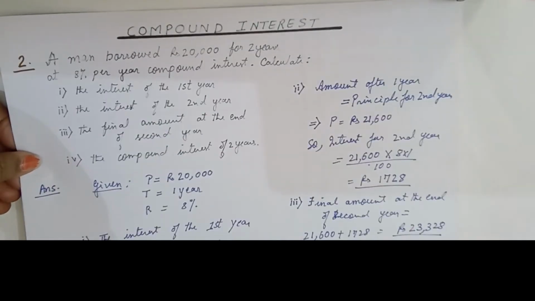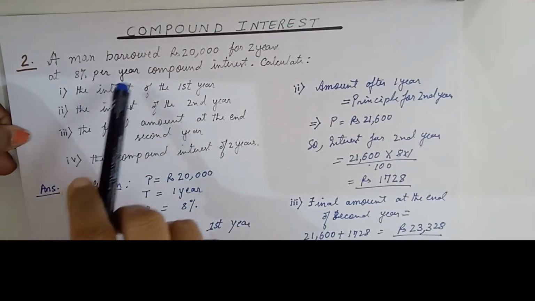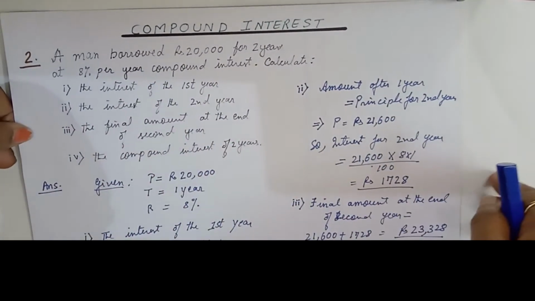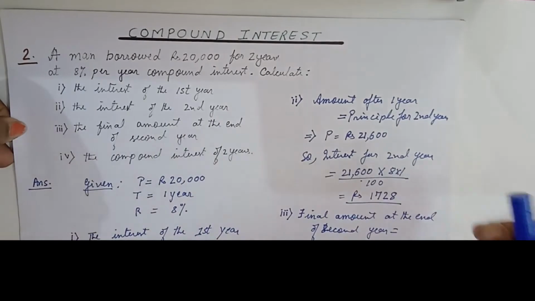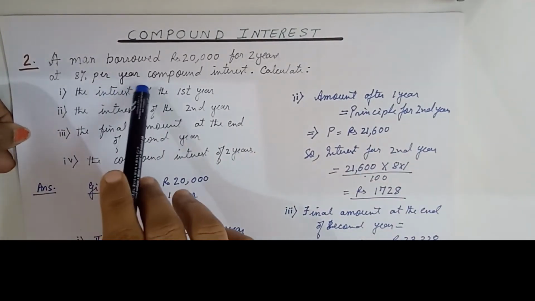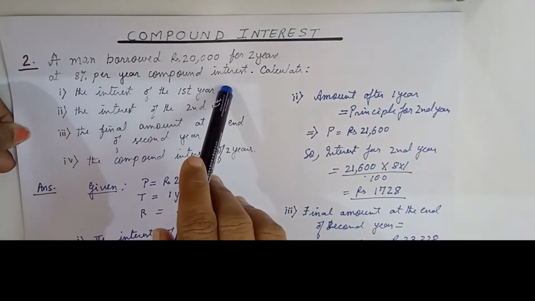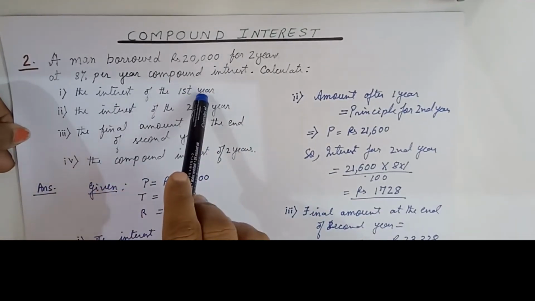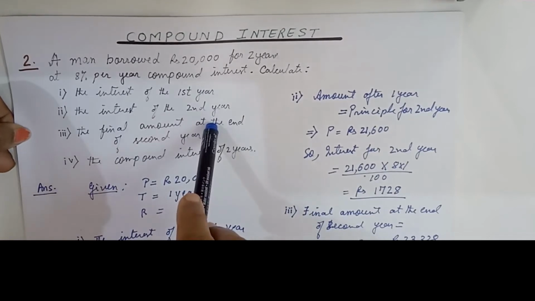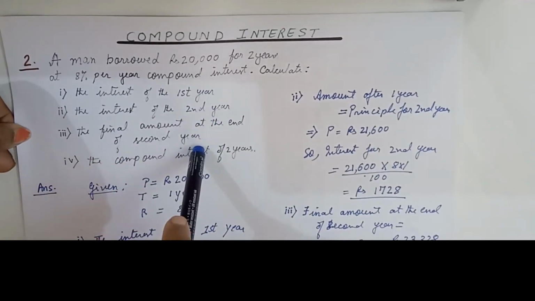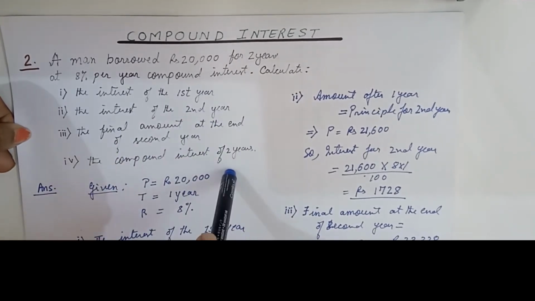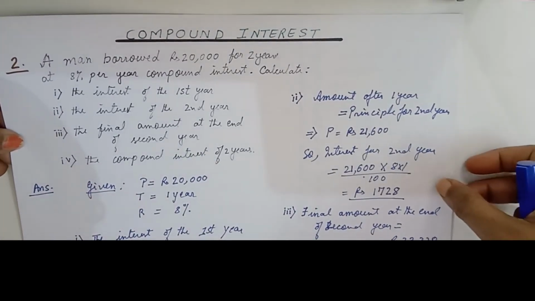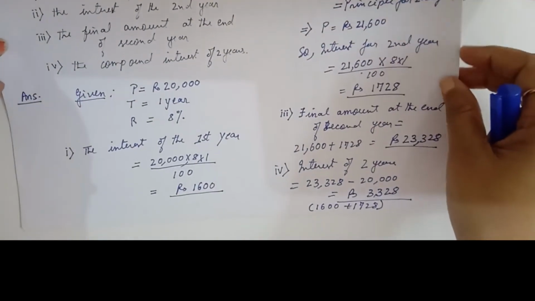Second question. A man borrowed rupees 20,000 for 2 years at 8% per annum compound interest, so compounded annually. Calculate the interest of the first year, the interest of the second year, the final amount at the end of the second year, and the compound interest of 2 years. So we go back to the repetition of what we did just now. We just don't find the difference.